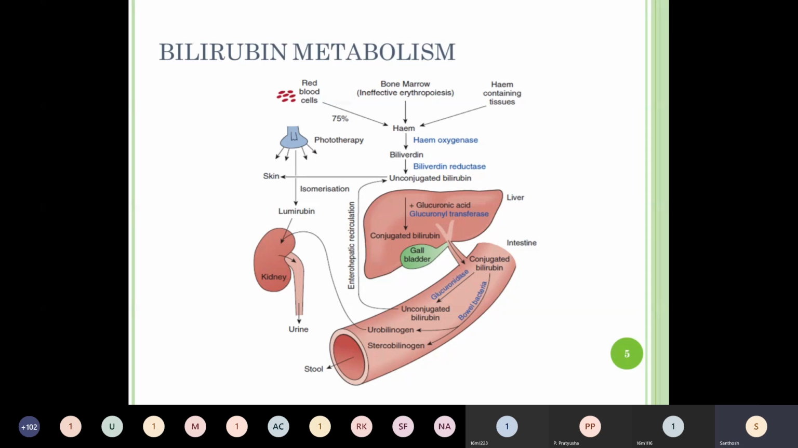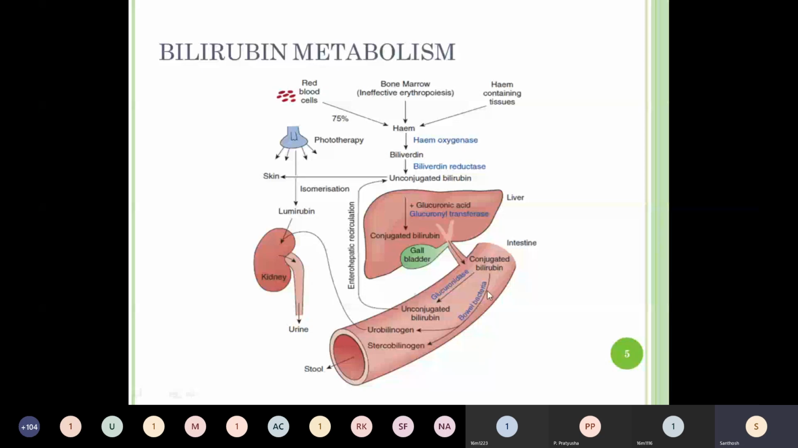This bilirubin circulates in the plasma bound to albumin. It reaches the liver. In the liver, over the hepatocyte cell membrane, there are ligandins. These ligandins help in the uptake of bilirubin from the plasma into the hepatocytes. Inside the hepatocytes, the bilirubin undergoes conjugation with the help of the enzyme glucuronyl transferase. So the unconjugated bilirubin is converted into conjugated bilirubin, which is excreted into the intestine.